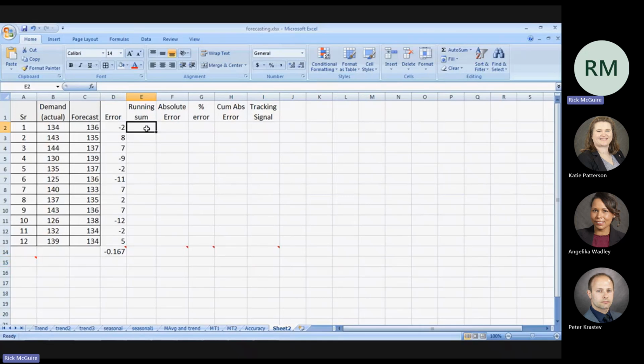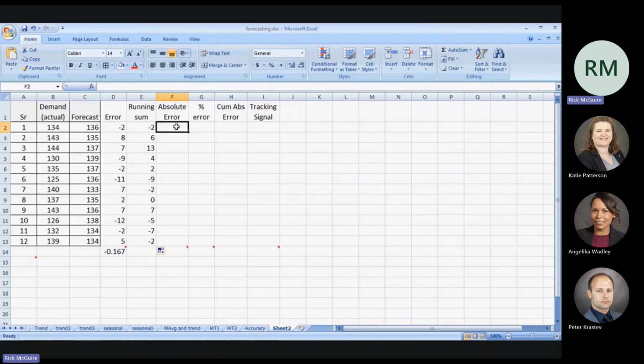The running sum of forecast errors, RSFE, is the continuous summation of the errors. Since we are starting here, this would be equal to the minus 2. For the next period, it is minus 2 plus 8. And the next period would be 6 plus 7. So I can drag it to get the running sum. The running sum for the third period would be 6 plus 7, 13. For the fourth period, it would be 13 plus negative 9, which would make it 4, and so on. So these are the running sum of forecasting errors. Ideally, the running sum should be close to 0.